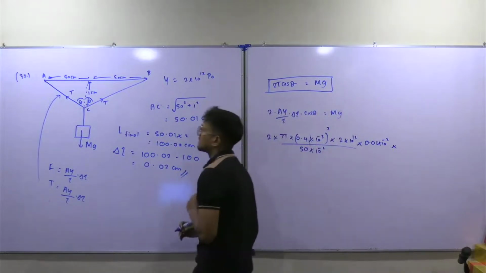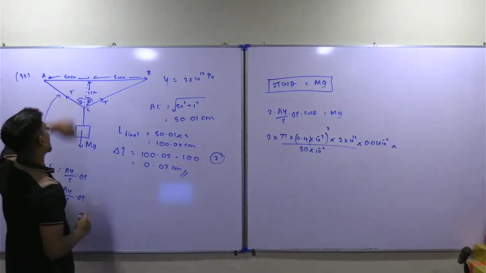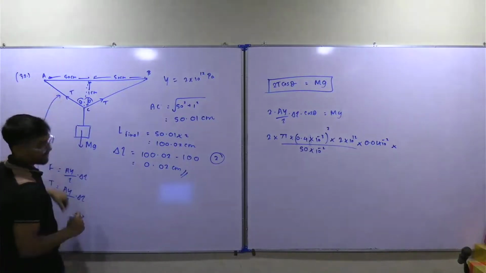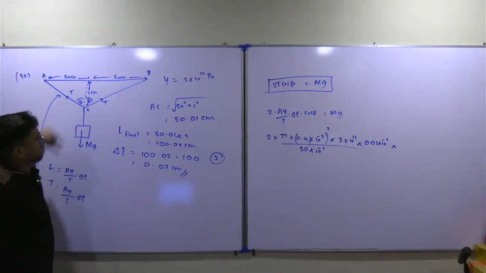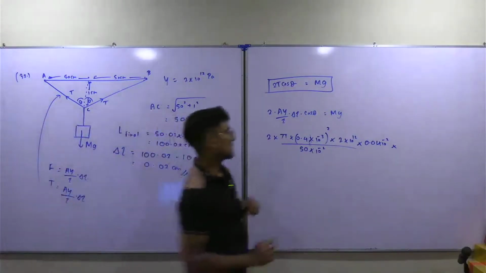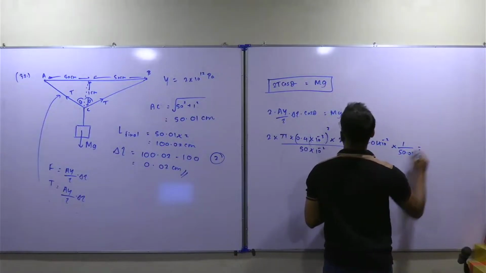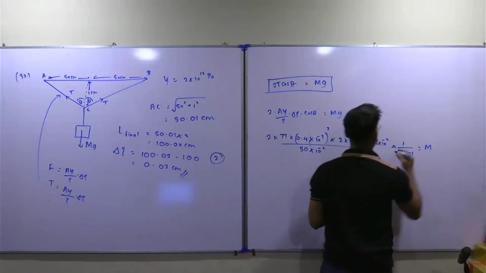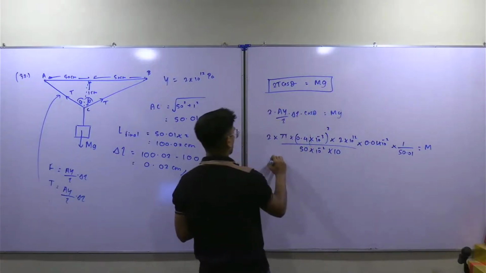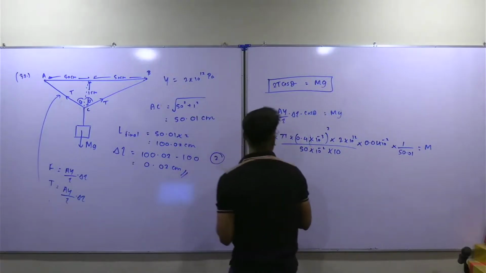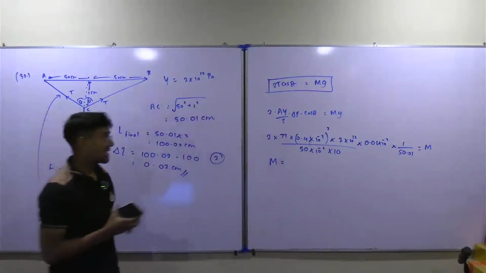Cos theta is how much? When you consider this angle, cos theta is adjacent over hypotenuse. Adjacent is 1, hypotenuse is 50.01. So cos theta is 1 over 50.01, and this equals m times 10. So you can divide by 10. When you simplify this equation, you can get the mass. It is up to you to simplify. I'll use the calculator.